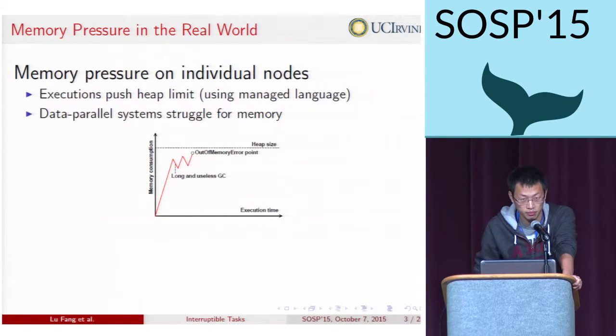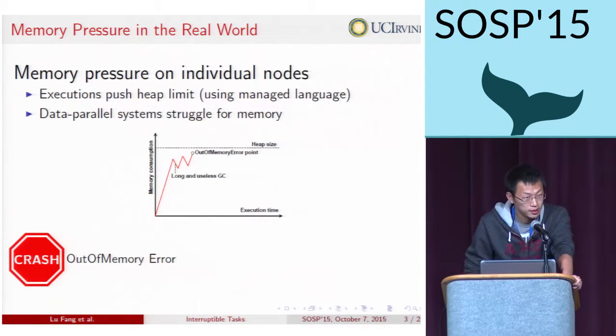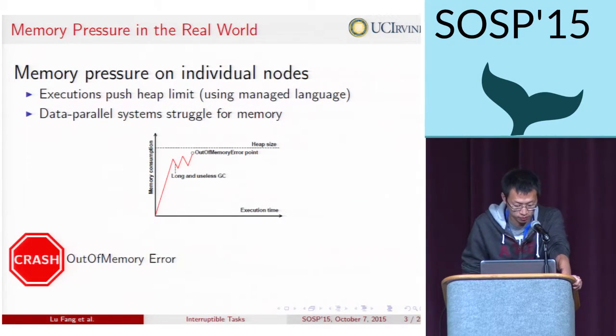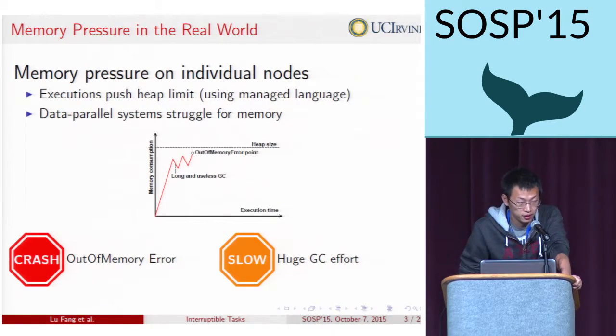A typical data parallel system is usually implemented in a managed language such as Java, so it uses garbage collection to reclaim memory. Long means it takes a while to finish the garbage collection. Useless means the garbage collection cannot reclaim much memory. Usually, if the program suffers from memory pressure, it will crash because of an out-of-memory error. Even if it can successfully run to the end, the performance is badly hurt because we spend too much time on garbage collection.